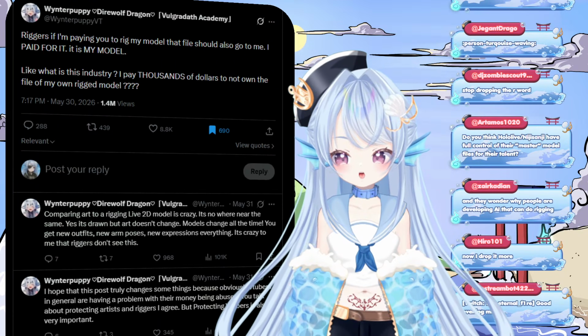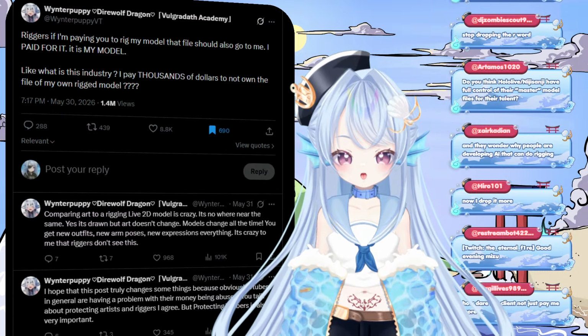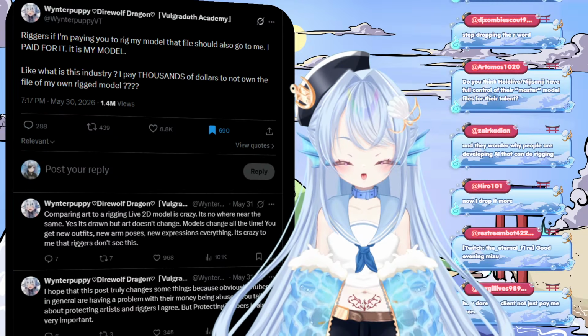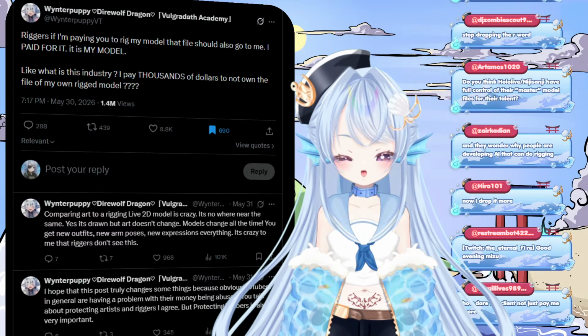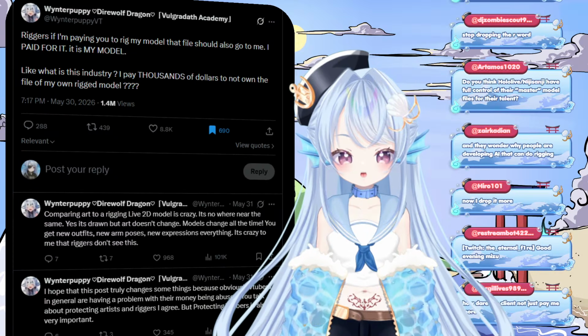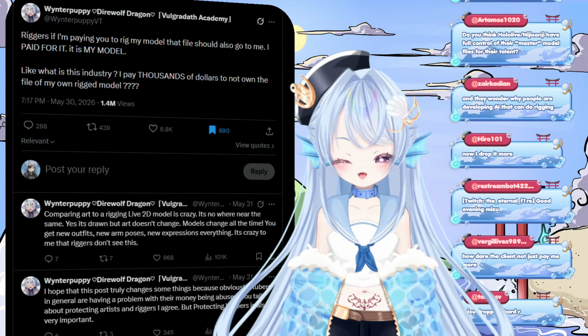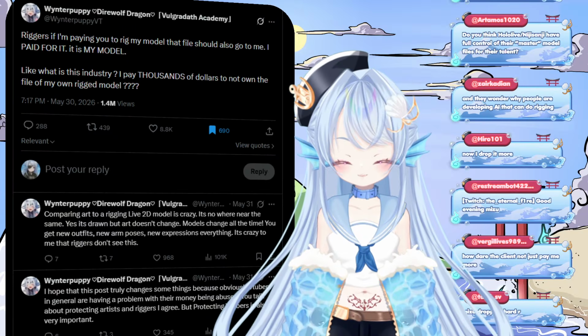I have another one called the fake theft argument. There were a lot of riggers that kept putting forward this idea that if they gave you the file, there would just be mass rampant theft all across the community from people having this file.